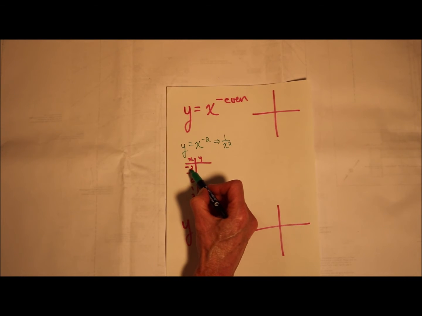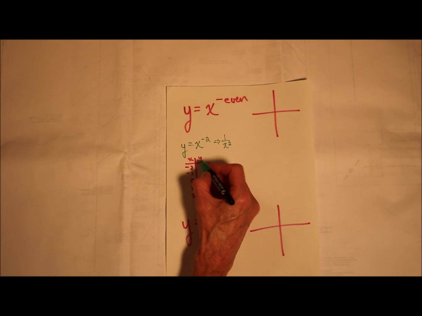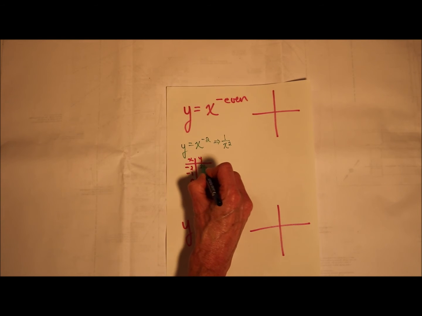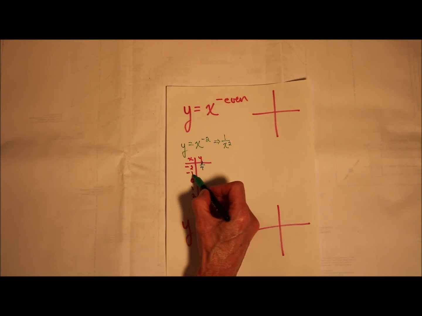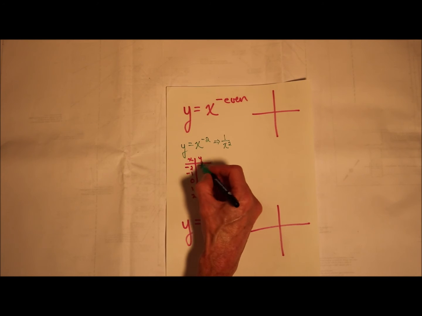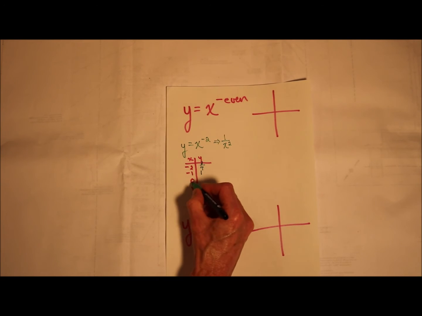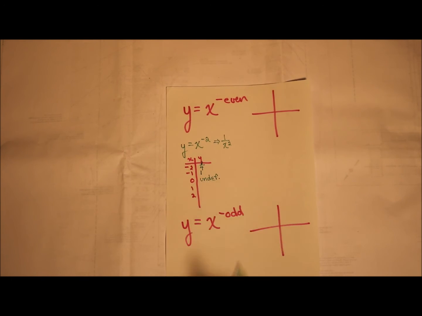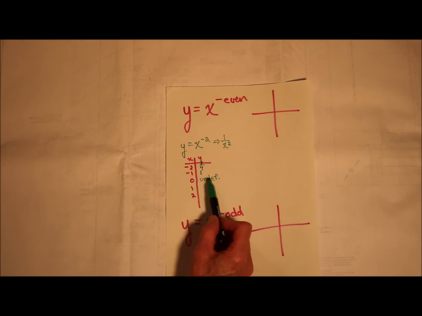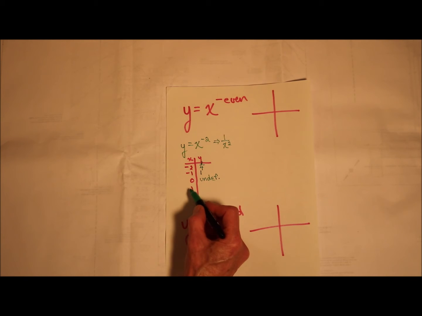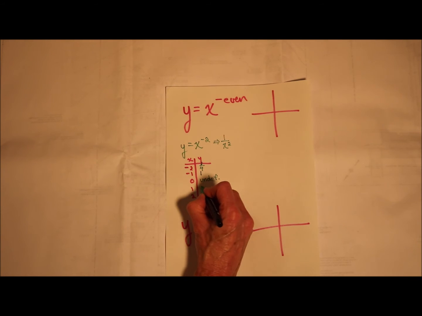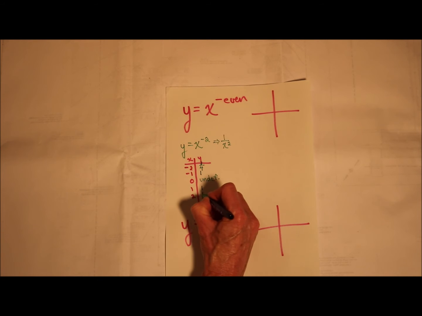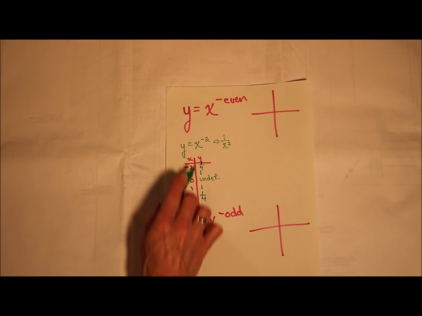Okay, so negative 2, 1 over negative 2 squared, that's going to give me a positive 1/4. Negative 1, that's going to be 1 over negative 1 squared. That's 1. 0, 1 divided by 0. Hold on. We can't divide by 0. That's impossible. That's undefined. So clearly, 0 is not going to be in my domain. Let's plug in a 1. 1 over 1 squared is 1. Plug in a 2. Okay, so right away I'm seeing some symmetry here.